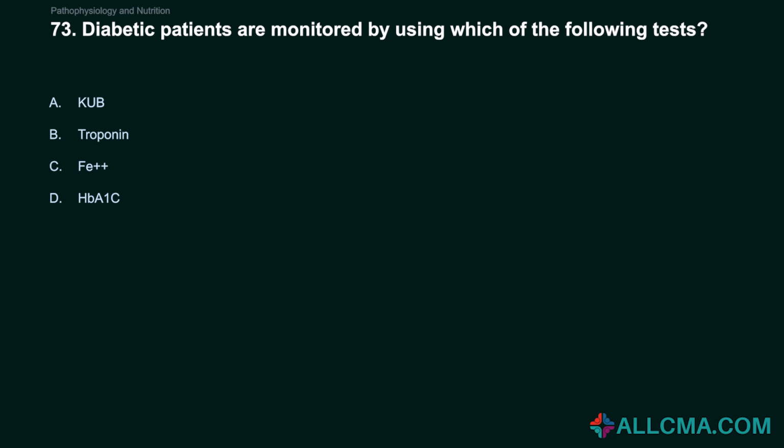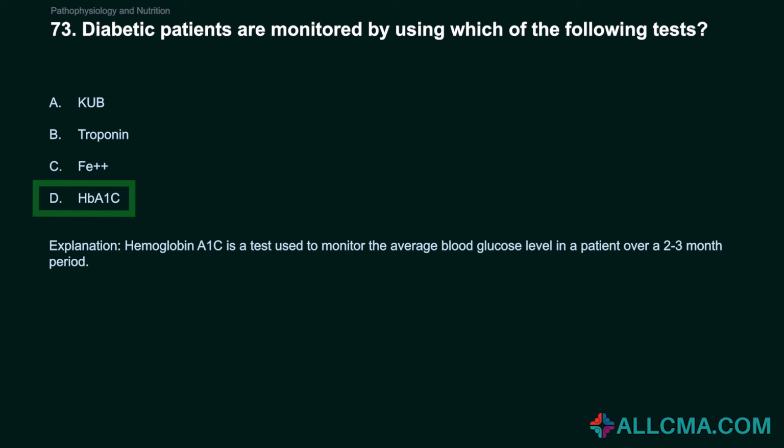73. Diabetic patients are monitored by using which of the following tests? A. CBC. B. Troponin. C. PT/INR. D. HbA1c. Correct answer: D. HbA1c. Hemoglobin A1c is a test used to monitor the average blood glucose level in a patient over a 2 to 3 month period.